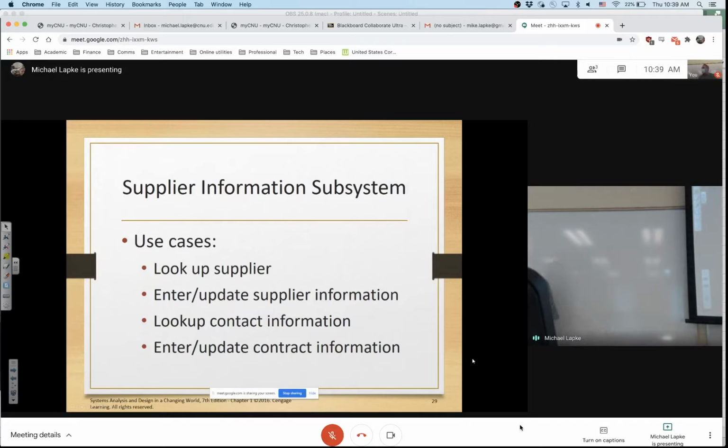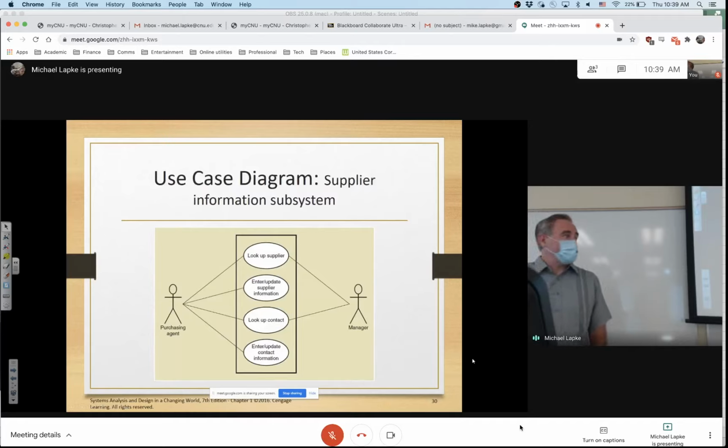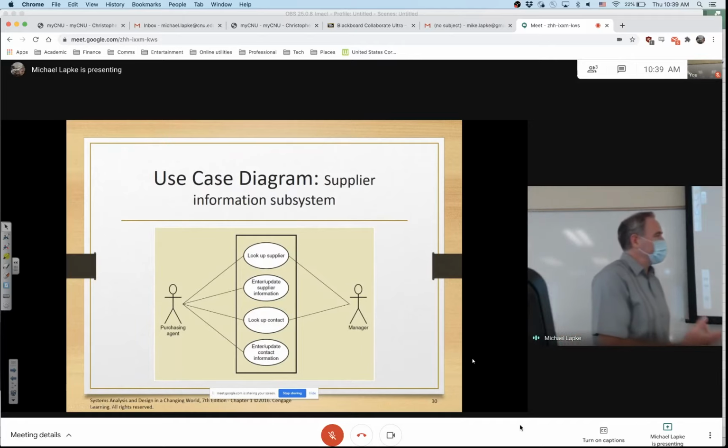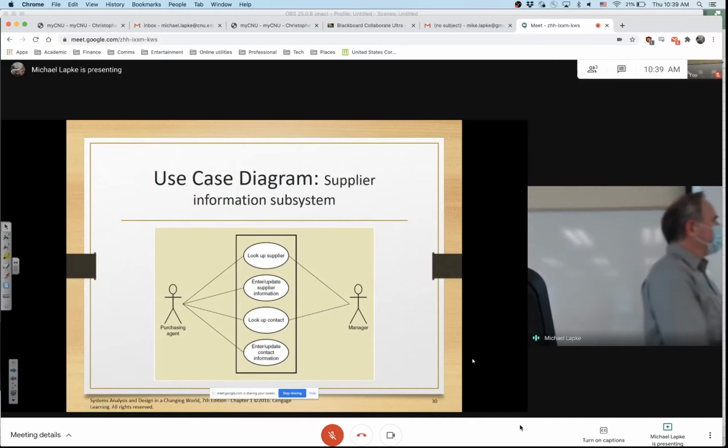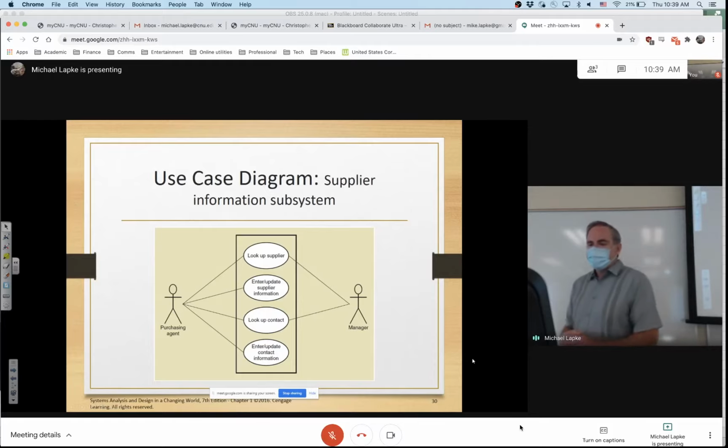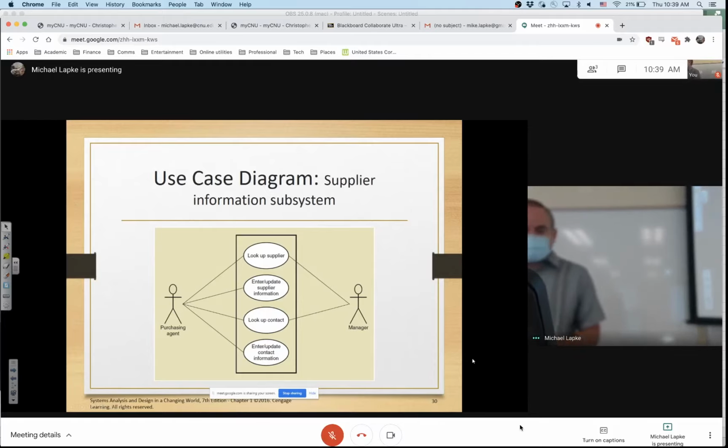Looking up the supplier, enter and update supplier information, look up contact information, enter and update the contract. I don't know, pretty sure they mean contact information here. And here we see a diagram for this where you see the stakeholders or the actors interacting with these core processes, also known in this case as use cases. And this is important because we start to lay the foundations for the permissions for who can access what.